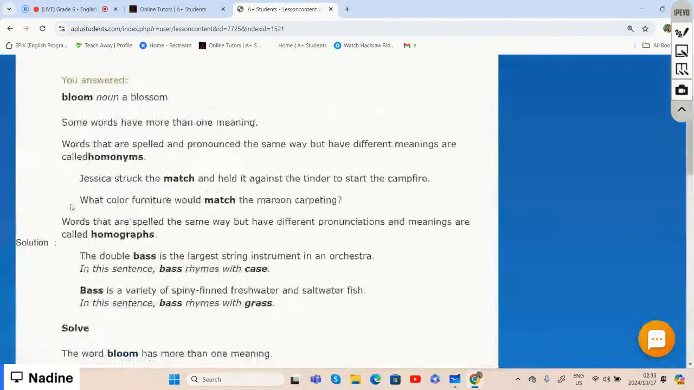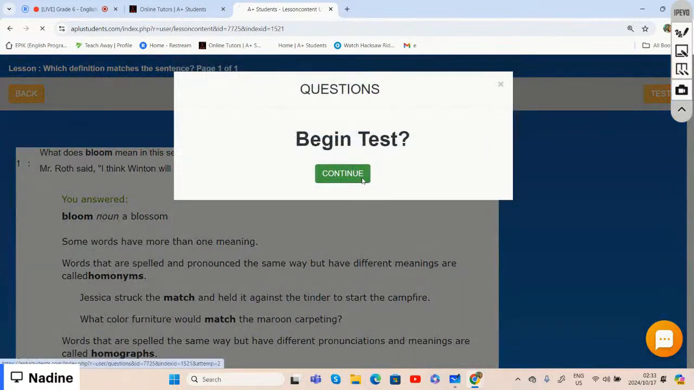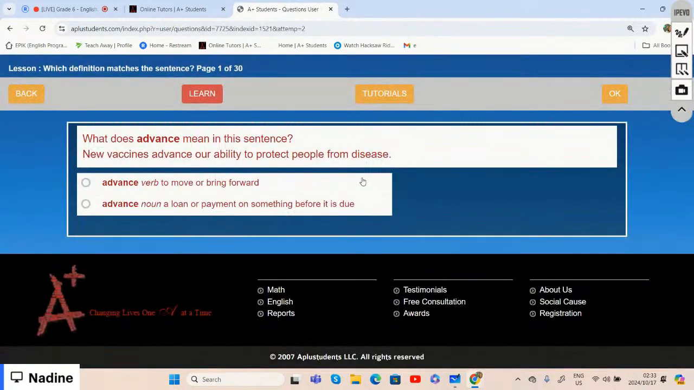We're not going to look at that. Let us just go to our test. So now we're going to say which definition matches the sentence. It says, new vaccines advance our ability to protect people from disease. Advance. Is it option one, a verb, to move or to bring forward, or option two, advance, which is a loan or payment on something before it is due? Which one is correct? Option one or option two?